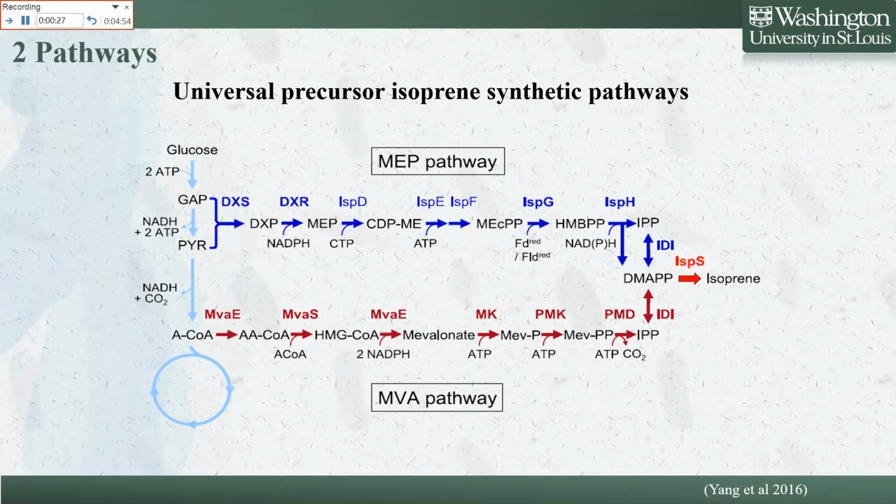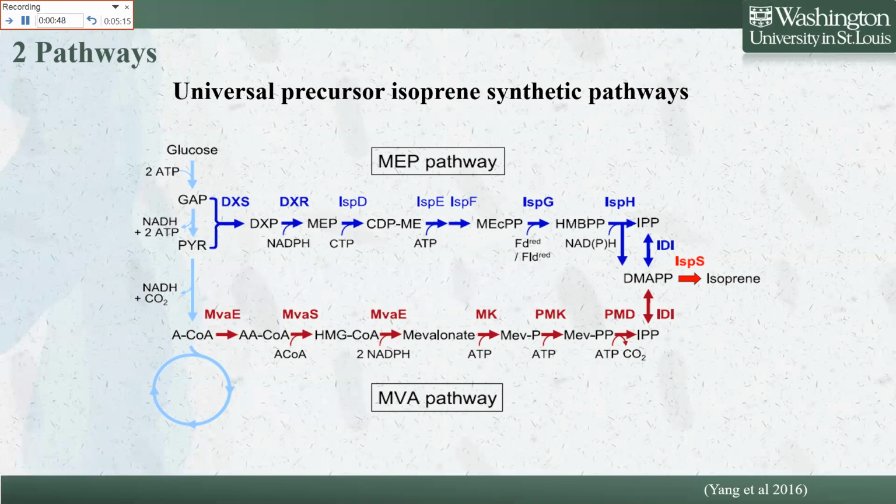In the MVA pathway, 3 molecules of acetyl-CoA are condensed to form HMG-CoA. HMG-CoA is further reduced to produce mevalonate. Then mevalonate undergoes phosphorylation and decarboxylation to become IPP and DMAPP.